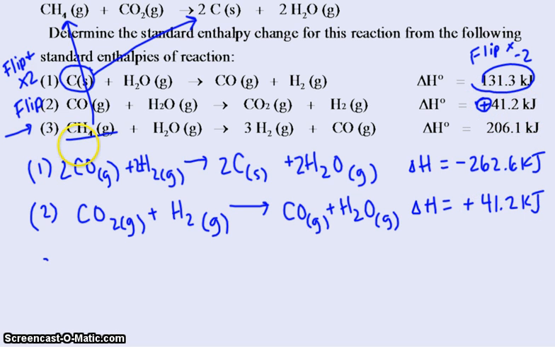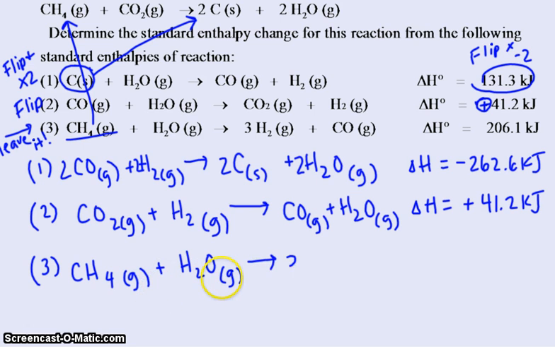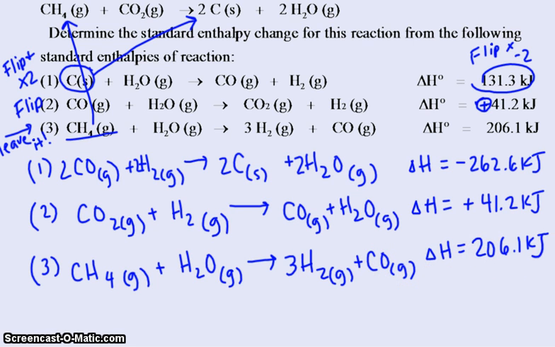In my final reaction, notice CH4 is in the correct location. It has the correct number of moles of it, so I'm going to leave it alone. So I'm going to leave this reaction as CH4 plus H2O yields 3H2 plus CO. And my delta H is going to stay 206.1.